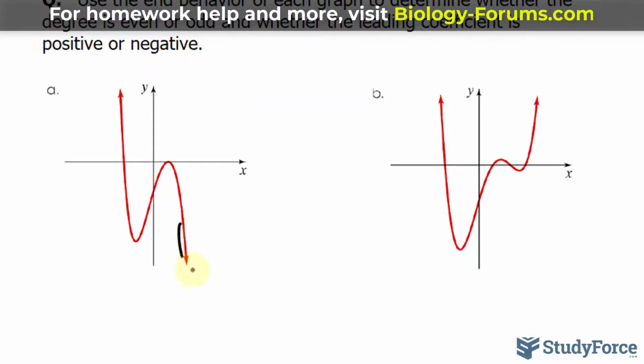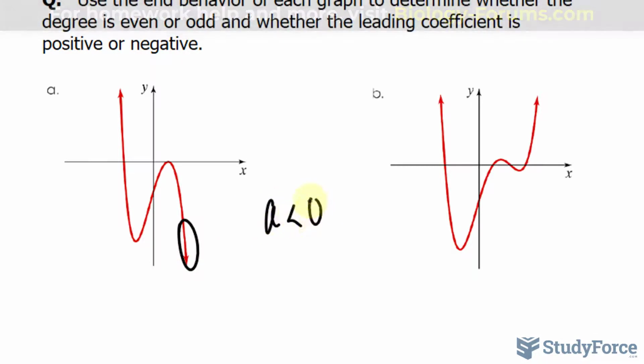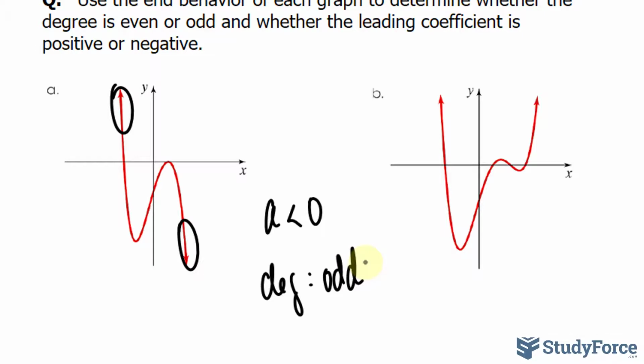Here the endpoint is facing down, so expect a to be less than 0, expect it to be negative. On the other hand, this end is facing in the opposite direction. So the degree of that leading coefficient term should be odd. Odd as in 1, 3, 5, etc.